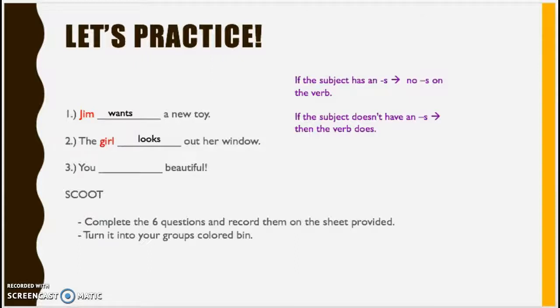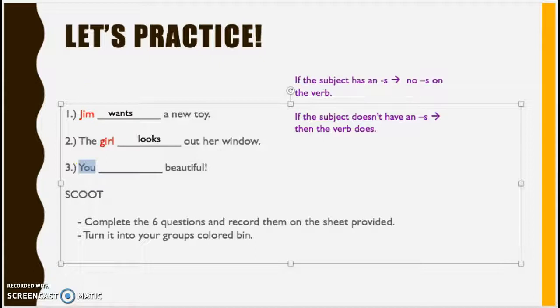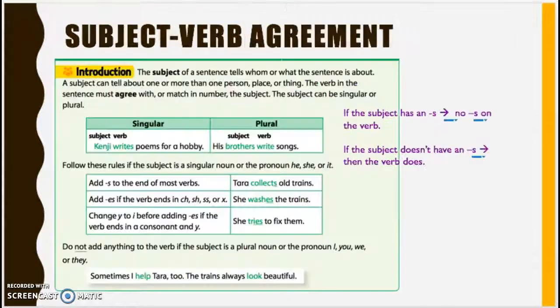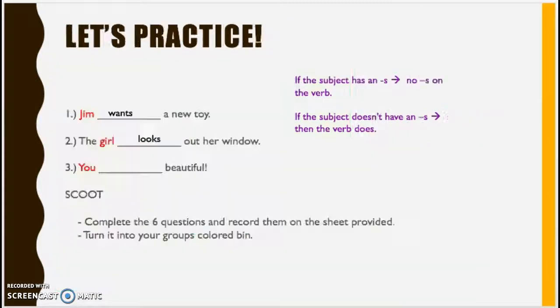All right, last one, number 3. You blank beautiful. What's the subject of the sentence? If you said you, you would be correct. Now remember, you has a special rule. If you have a plural noun or a pronoun, I, you, we, or they, you don't touch the verb. So which verb would correctly complete this sentence? If you chose look, you would be correct.